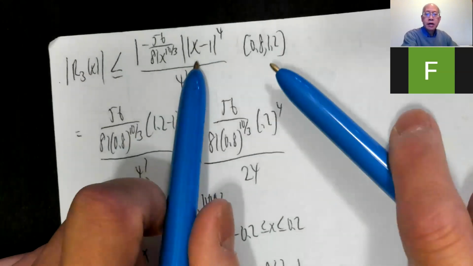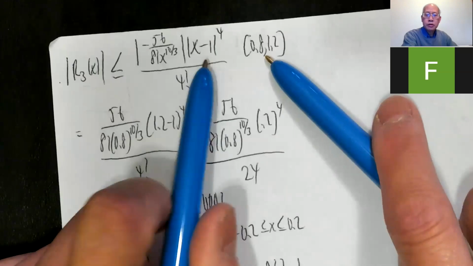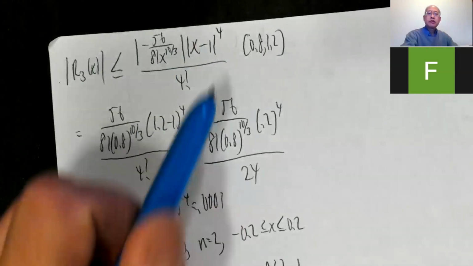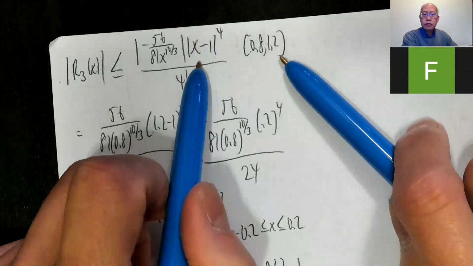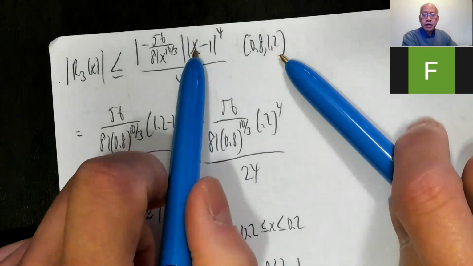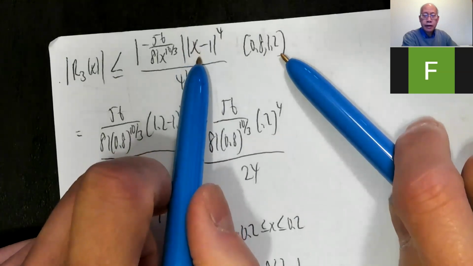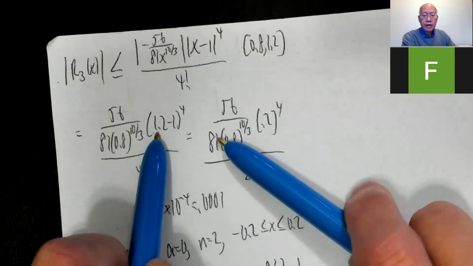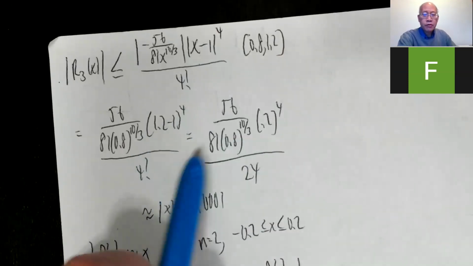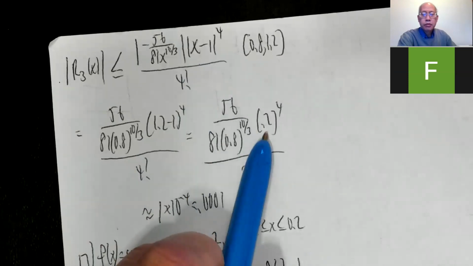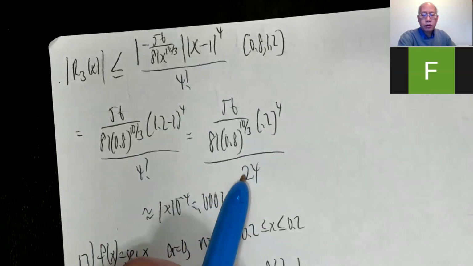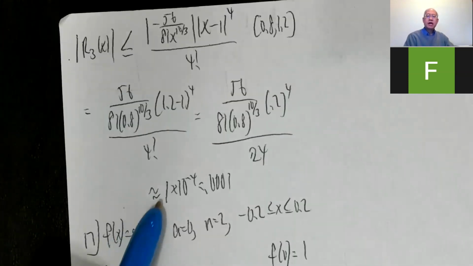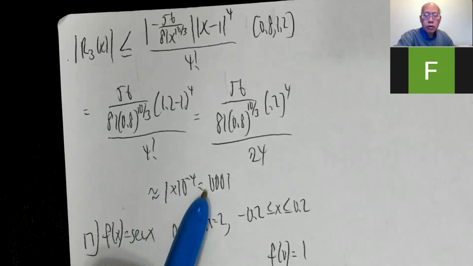Then separately, what number between 0.8 and 1.2 would maximize this? You actually have a tie. You could pick either extreme, either 0.8 or 1.2, giving me plus or minus 0.2, and then you raise it to the fourth power. So I'll have 56/81, 0.8 to the 10/3, 0.2 to the fourth power over 24. And that's what I want. That's approximately 1 times 10 to the -4, 0.0001.